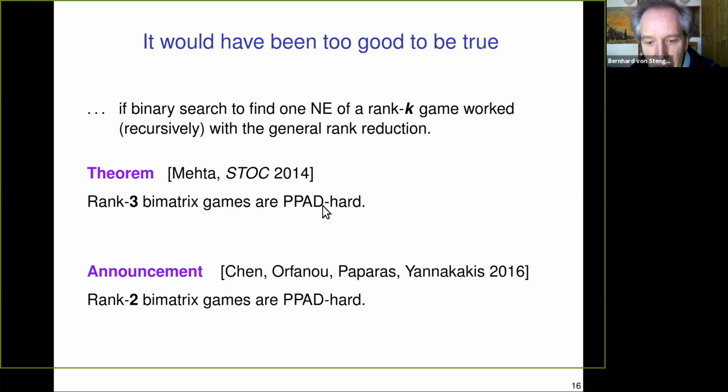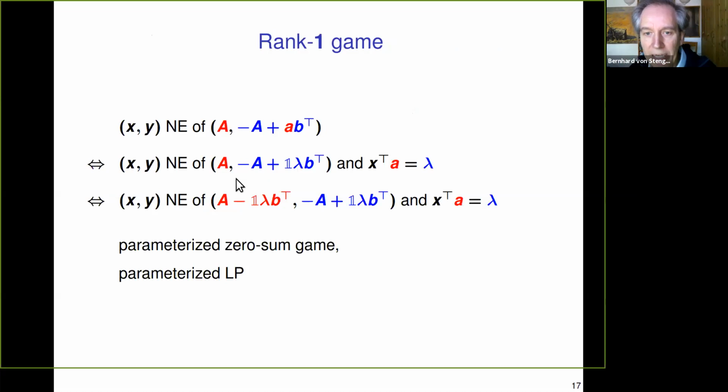In fact, Xi Chen and Paparos and Yannakakis, maybe she is listening, she said she might, said, I haven't seen the paper yet, but they said they have already found the proof also for rank 2 games. So in fact, already at rank 2, we have PPAD hardness. Rank 1 is what we can do. Okay, so let's now focus our attention on the rank 1 games.